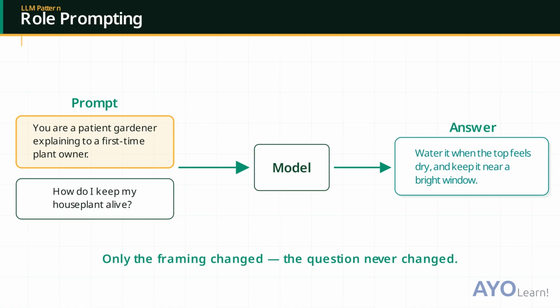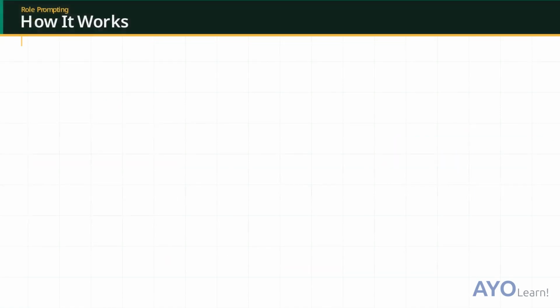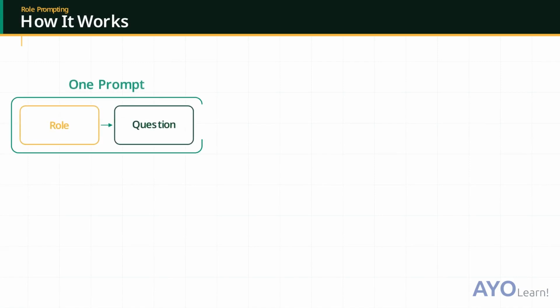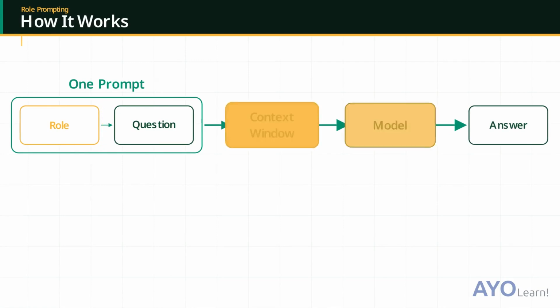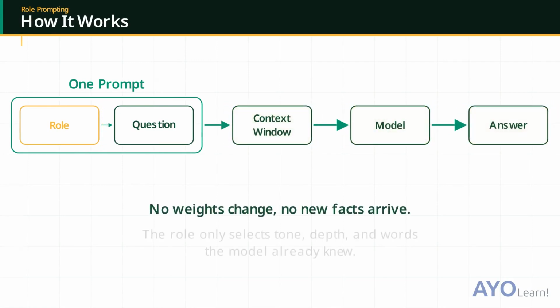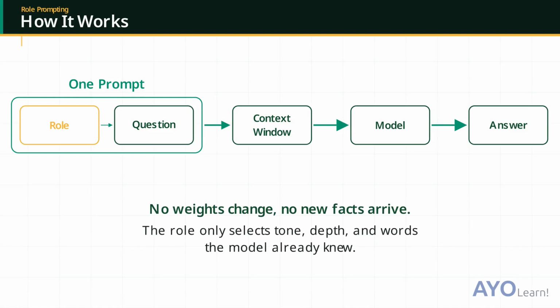Only the framing changed. The role and question enter together as one prompt into the context window, then flow through the model, then out comes the answer. The role sits first, so it colors everything that follows. No weights change, no new facts arrive. It simply selects the tone, depth, and words the model already knew.